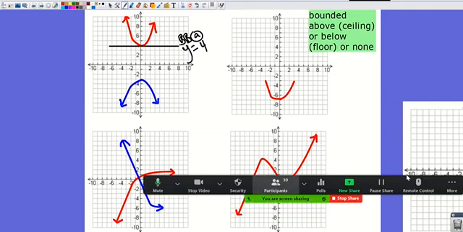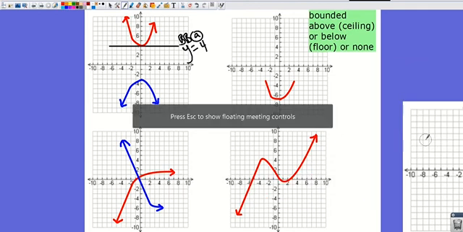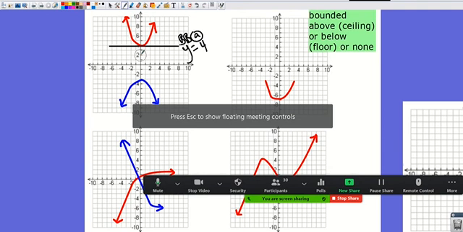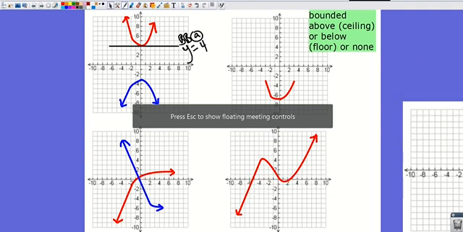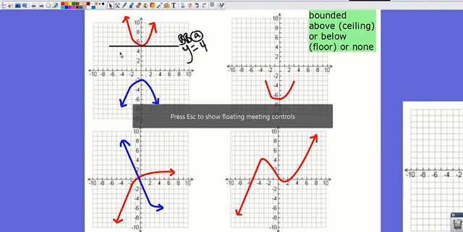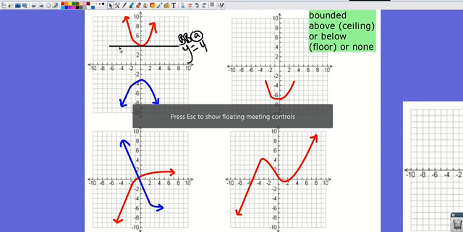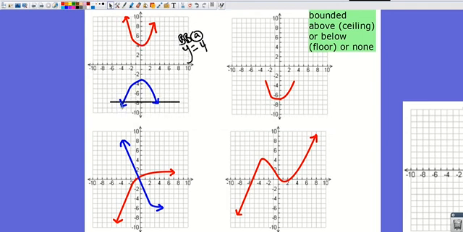Now let's go ahead and look at the blue graph now. Now we can ask ourselves, is the blue graph bounded below? Is the blue graph bounded below? The answer is no, there's no floor. There's no floor here because the blue arrowheads cross the black line.